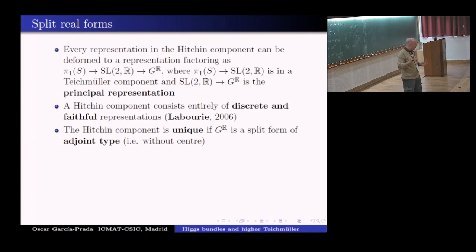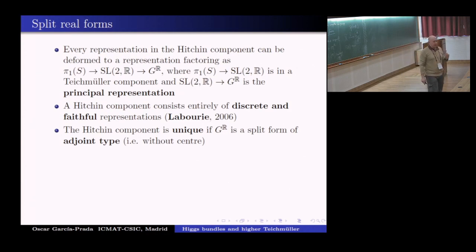But then what does it mean to be unique? I thought there were these other components you were looking at. Yes, what I said is that if you work with a group that is of adjoint type, so you're killing the center, then this is unique. The Hitchin component is unique. For SL(2,R), we saw that it's not unique, but if you consider PSL(2,R), you do get just one component, okay?